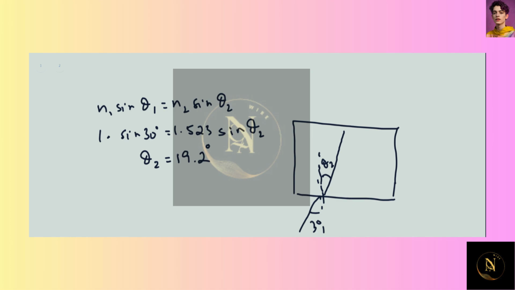So what that means is that this x prime here would be equal to 6 times tangent of 19.2 degrees. So x prime is equal to 6 tangent of 19.2 degrees, which comes out to be equal to 2.09 millimeters.